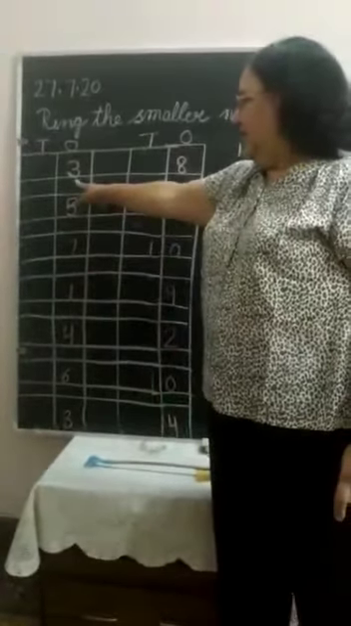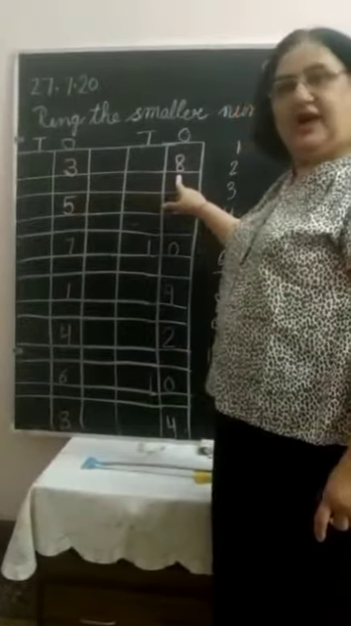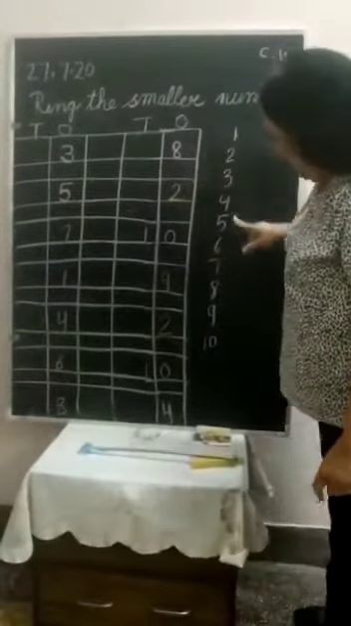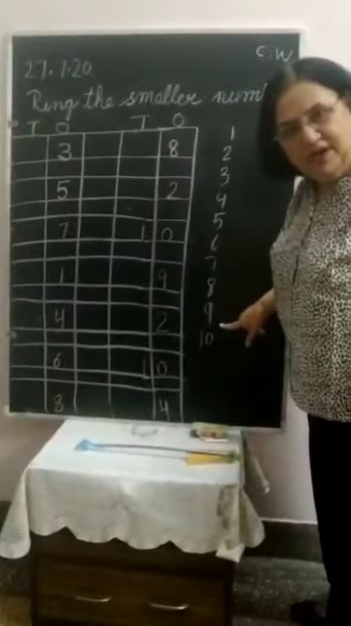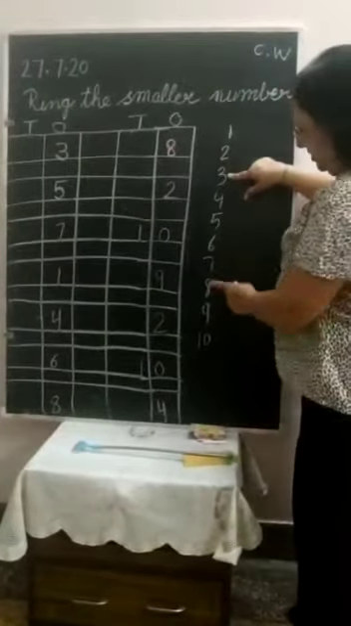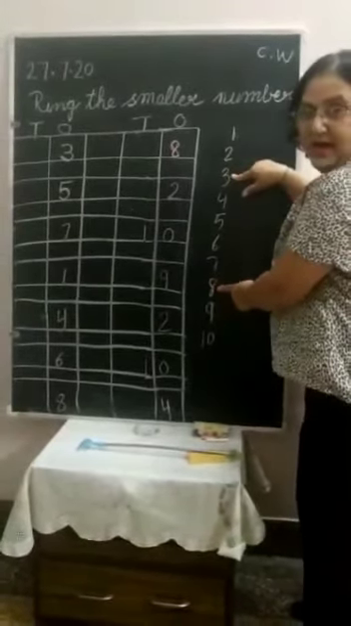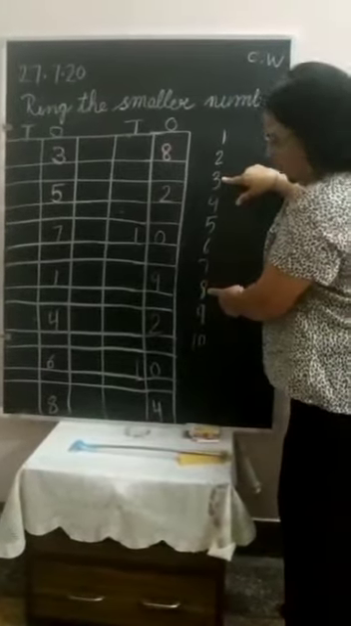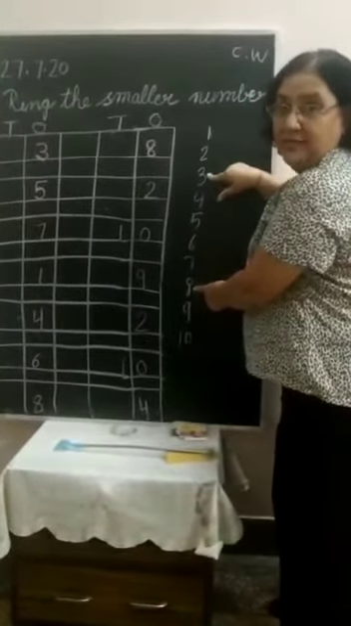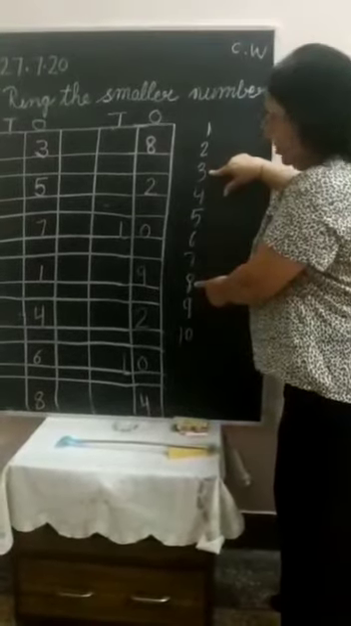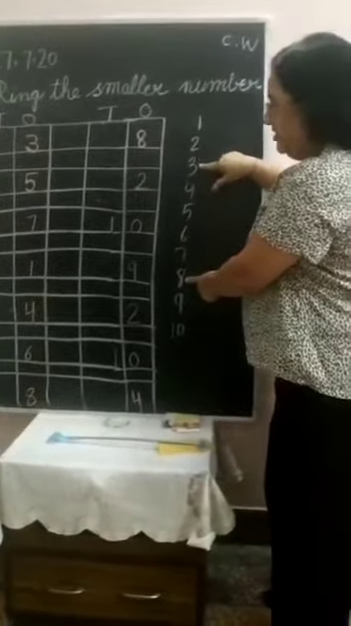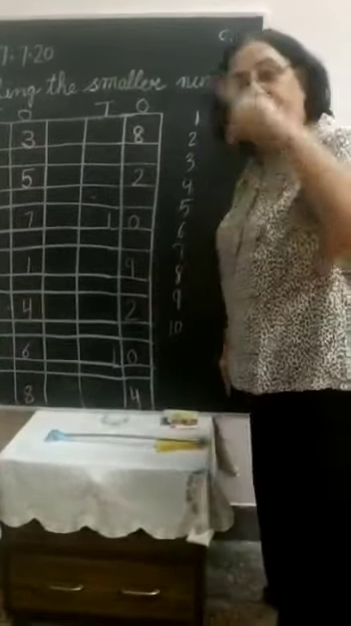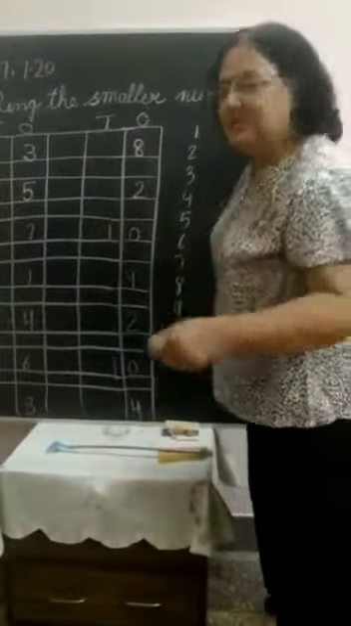Ma'am has given three number and eight number. Here ma'am has written 1 to 10 number. This is number 3 and this is number 8. अब इन दोनों numbers में से पहले number कौन सा आया? 3. It means 3 number is smaller. जो number पहले आ जाता है, that is called smaller.